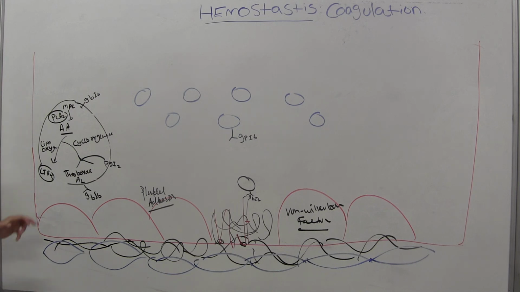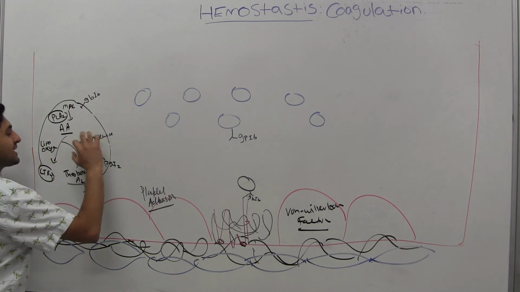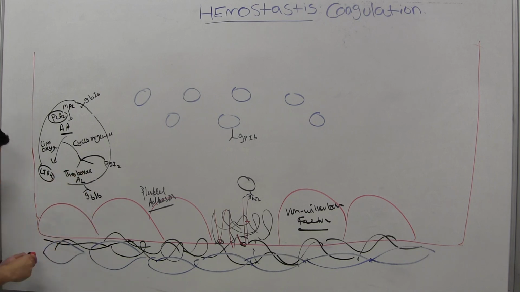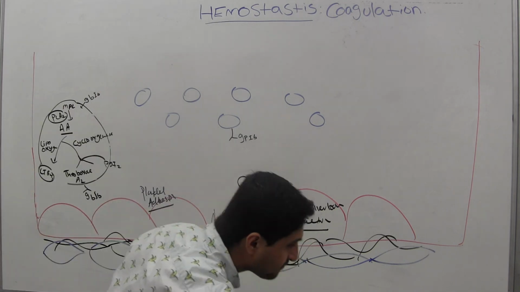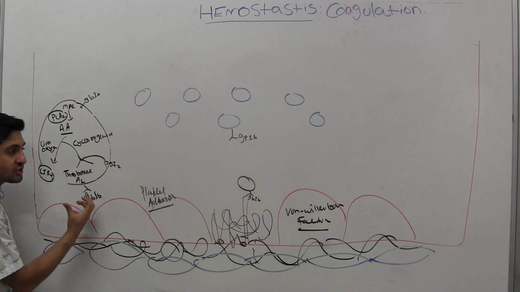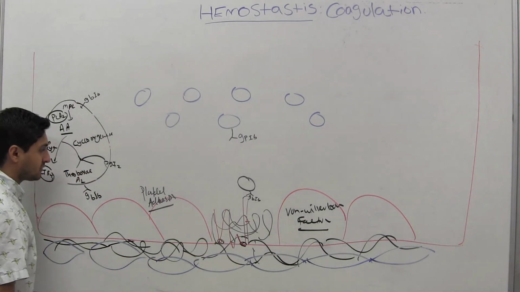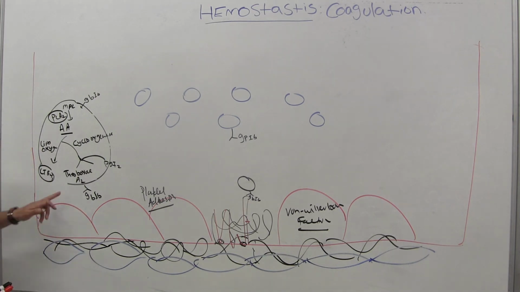But right now, I want you to focus on this cyclooxygenase pathway, which leads into the formation of thromboxane A2. Thromboxane A2 is a powerful constrictor. It can constrict the smooth muscle cells, and what happens is that it can help stop bleeding. That's one of the functions of thromboxane A2.